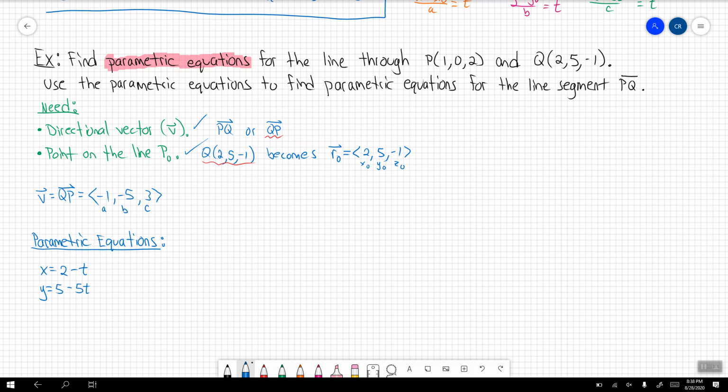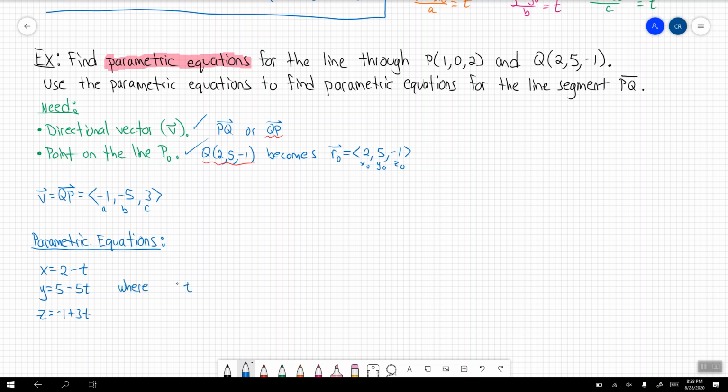Okay, that's great. Let's keep going. Next component, z is going to be z naught, which is negative 1, and then we have minus c times t, which in this case is going to be 3t. Or, sorry, did I say minus? I meant plus. My apologies. It's just the other ones were minus. This one is not. This one is negative 1 plus 3t. There we go.